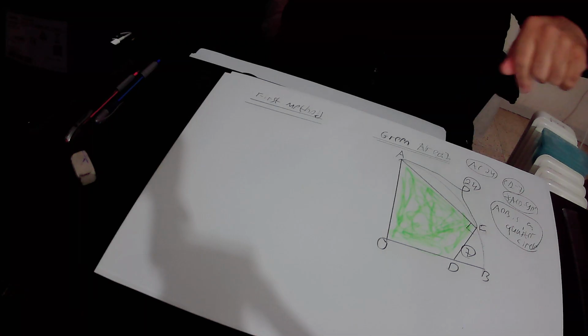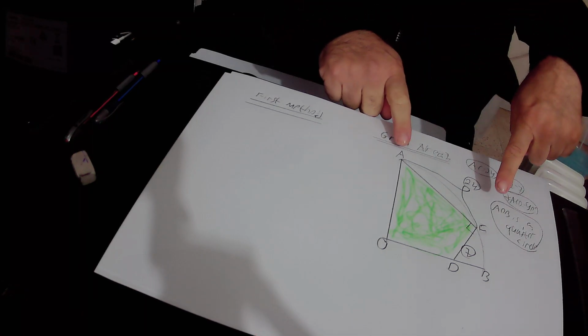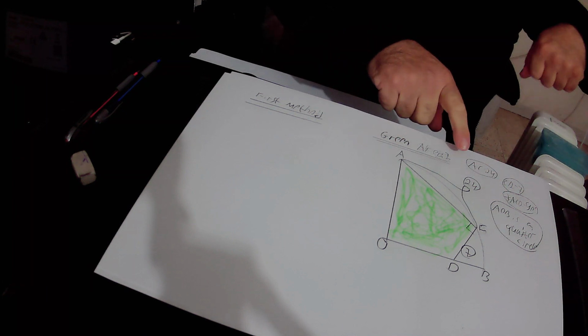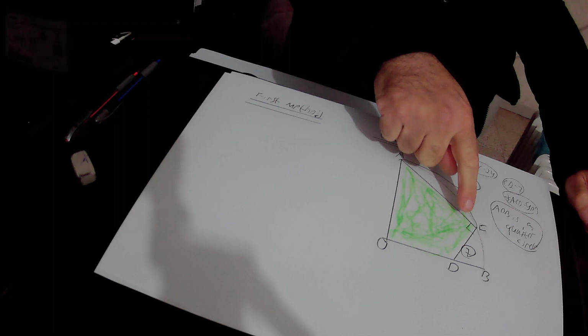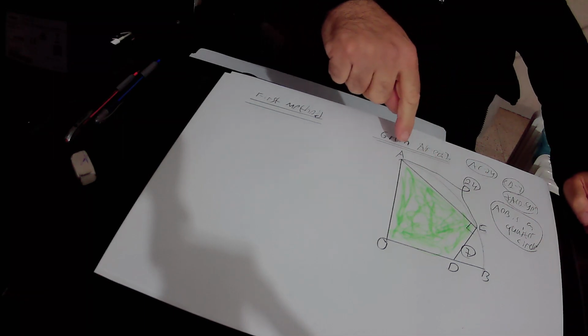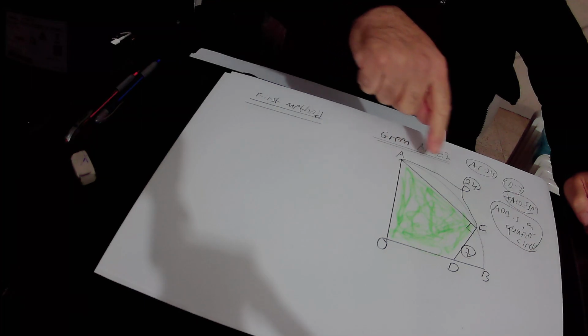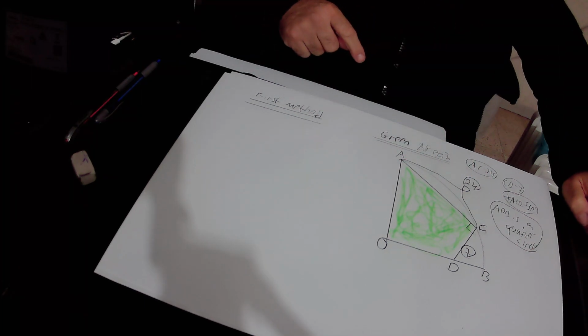green quadrilateral ACDO. In addition, we know that side AC of the quadrilateral is equal to 24 units, side CD equals 7 units, and this angle ACD equals 90 degrees. Again, our mission is to find out the area of the green shape, the area of quadrilateral ACOD. So we'll start with the first method.